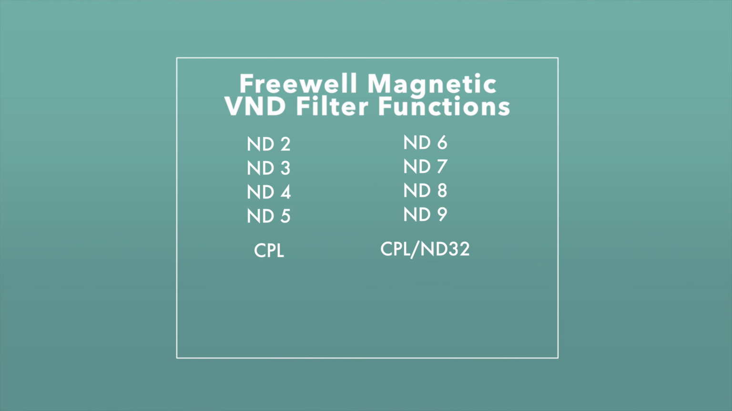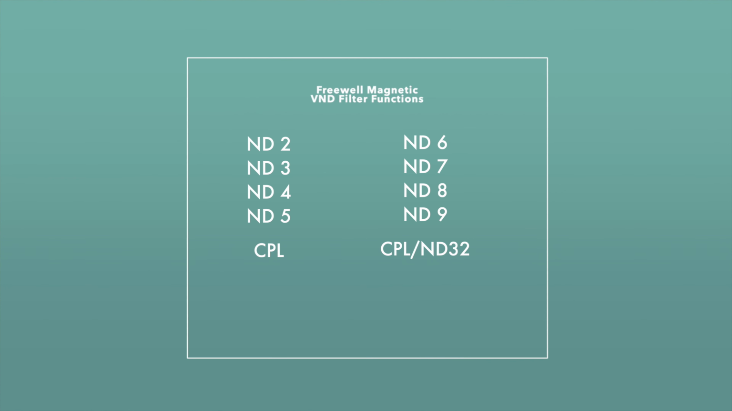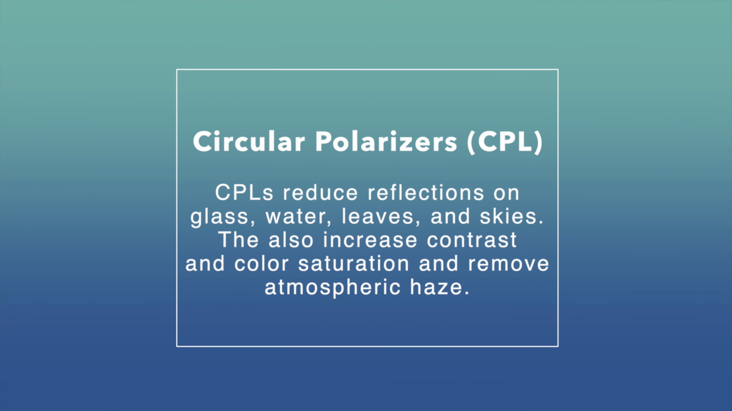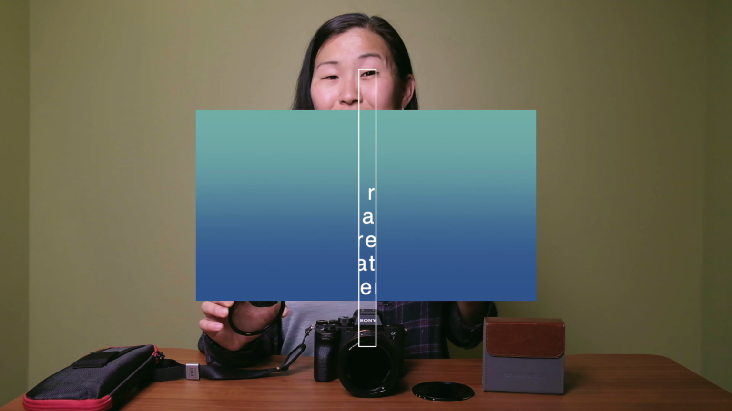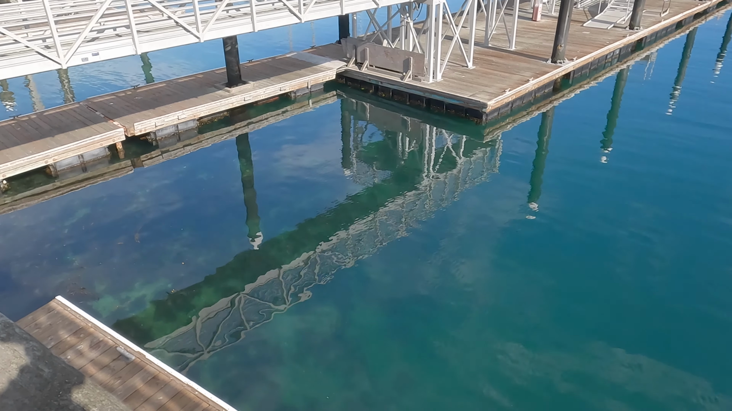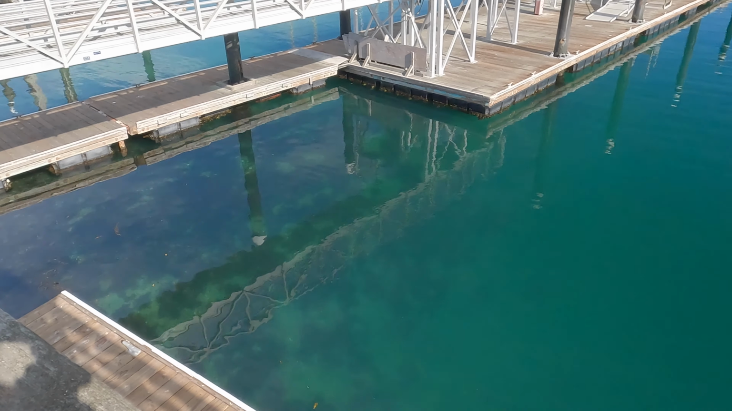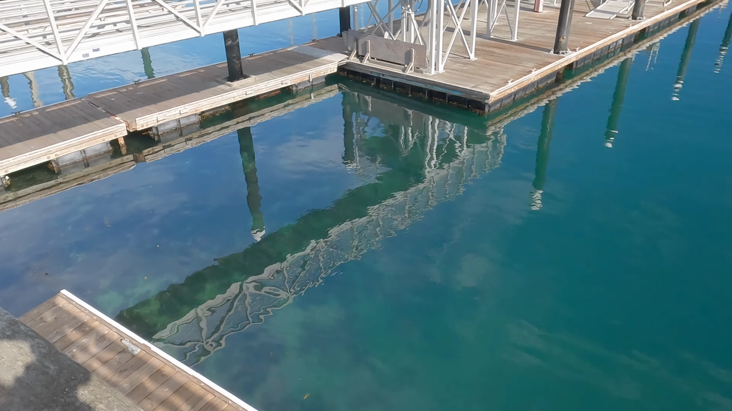Now what's even cooler is that if you take one of these VND filters and flip them over, then they become circular polarizers, or CPLs. So now that's 10 functions in 2 different filters. Polarizers, if you're not familiar, are like sunglasses for your camera. So using one reduces the reflection and glare on a reflective surface, such as on water or glass, and it also enhances the contrast and saturation of your shot. Similar to VND filters, you want to twist the ring of the polarizer to change its strength.